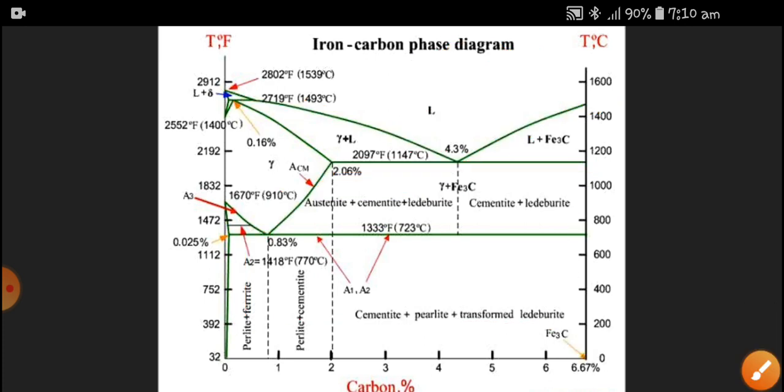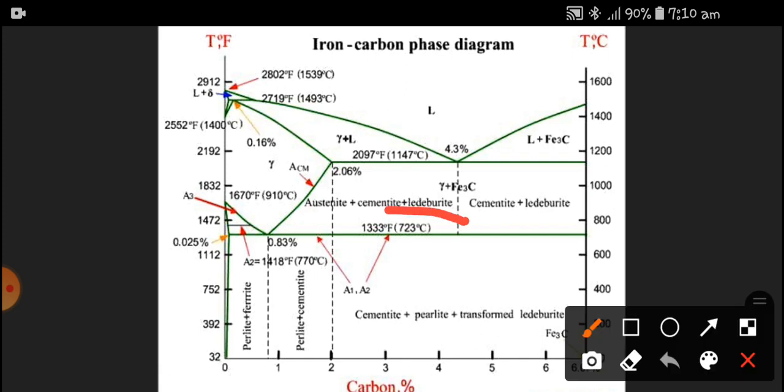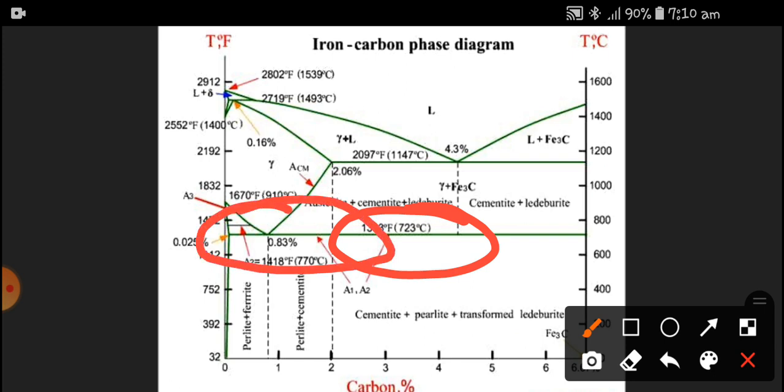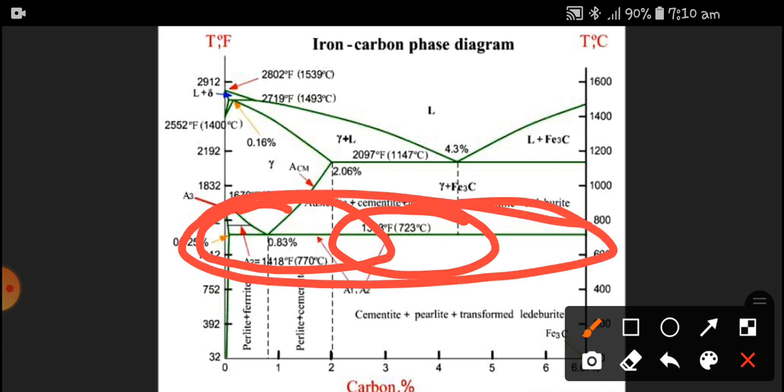And at 723 degrees Celsius, whatever the steel may be, it loses its magnetic property, and that is called the iron Curie point. So this line is called the Curie line. You have to notice that this line is called the Curie line.